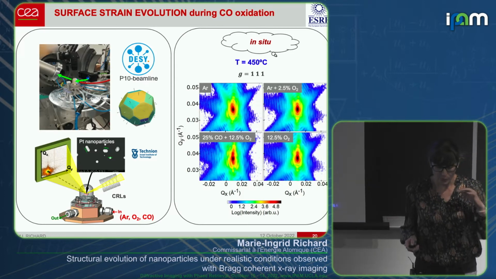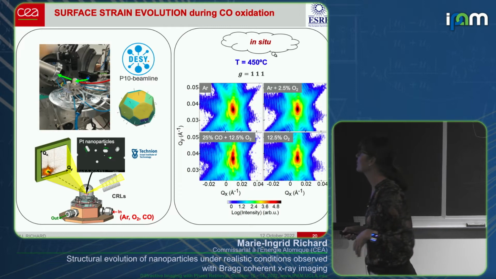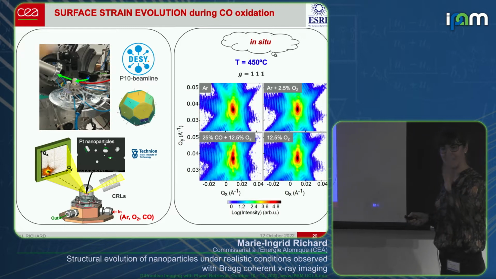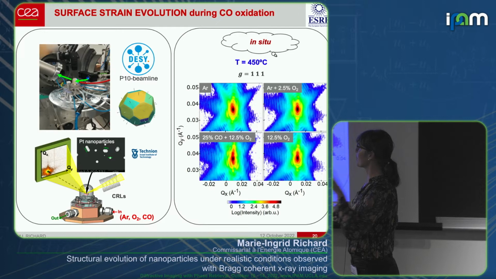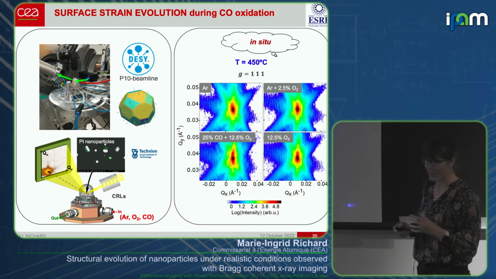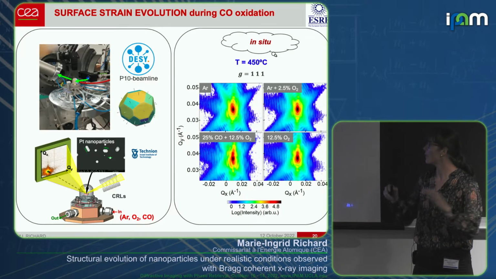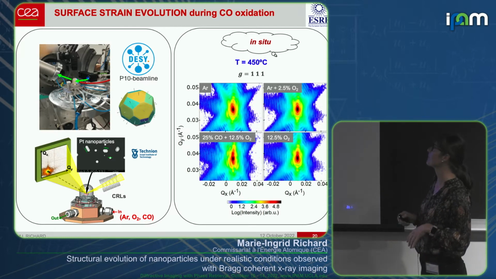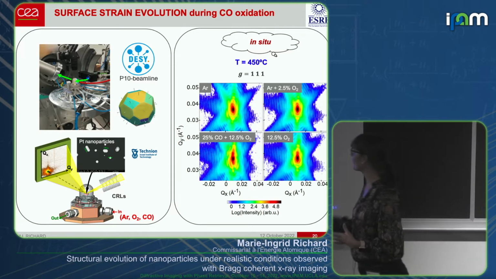So now I want to look more at the surface of the particle, how the strain evolves at the surface of the particle. There was the upgrade of ESRF, so we went to Germany, to P10, to do the experiment. We brought all our equipment there, with the small reactor, the gas panel, everything. Now we will look at faceted particles and how the strain at the surface can evolve during the reaction. Again, we are at 450 degrees because we need to activate the reaction.